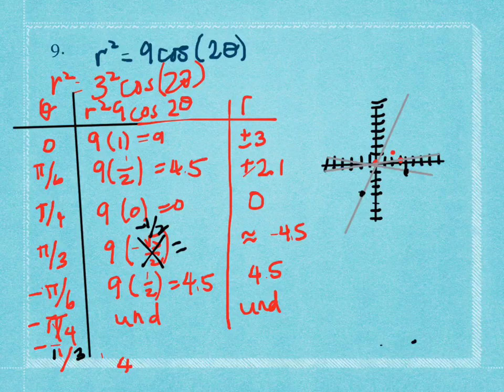Okay, this is pi thirds down here. And for pi thirds, we have 9 times the cosine. Let's make it negative 2 pi over 3. That would actually be a negative x value of negative 1/2. So this is negative 4.5. So at pi over 4, we don't end up plotting a point, but at negative pi thirds, we plot a point at negative 4.5.